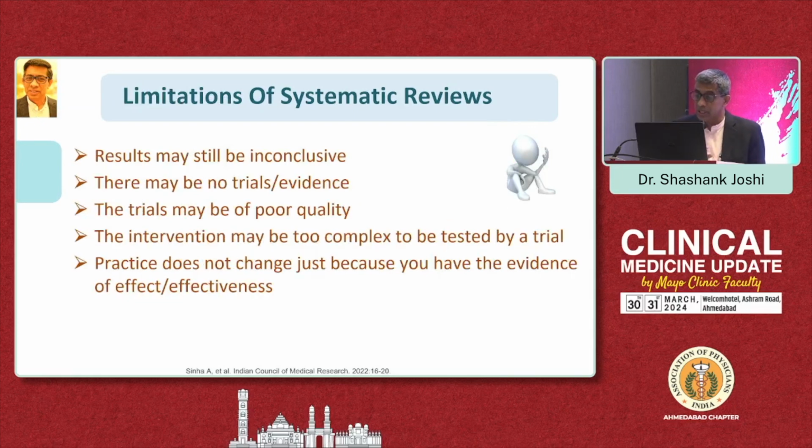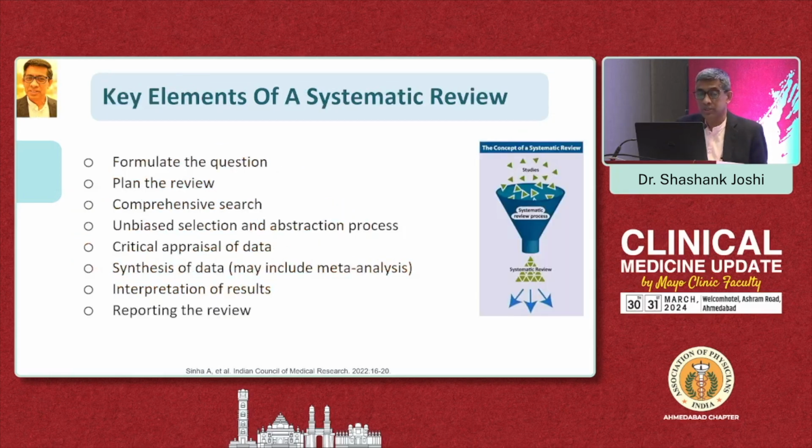Also, the limitations of systematic reviews are that sometimes the reviews tend to be very inconclusive. There may not be enough evidence or trials. The trials may be of poor quality. The intervention may be too complex to be tested by a trial. And often, practice does not change just because you have the evidence of effect or effectiveness.